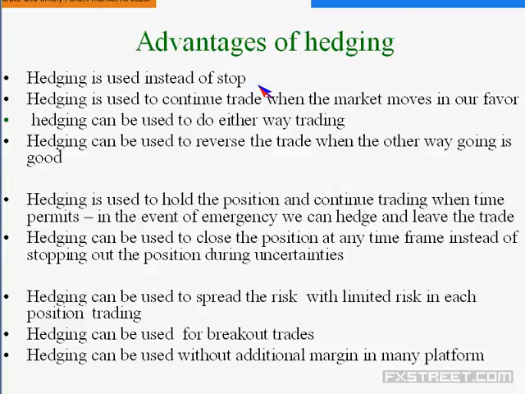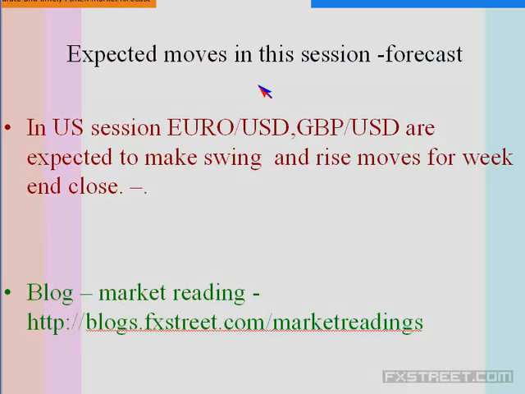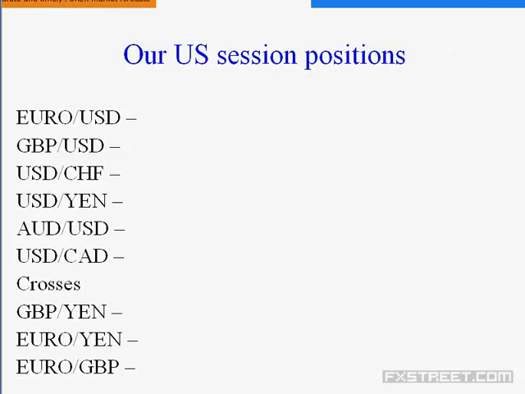So don't go in for such pairs whenever you come across the contrarian moves happening in the market. Identify that either they are all making a USD gaining move or a USD weakening move. In such a situation, you can use them for the hedging purpose. So I have given enough explanations with regard to the market. So what is expected in this particular session? Euro and GBP are expected to make swing moves and rise for the weekend. So what's the trade? You can do it.